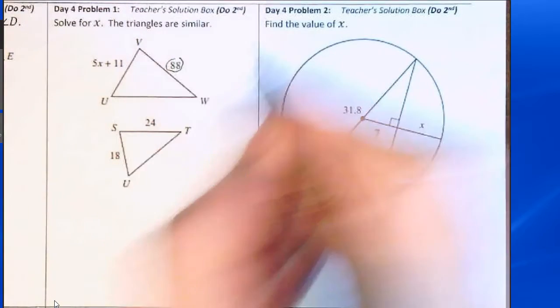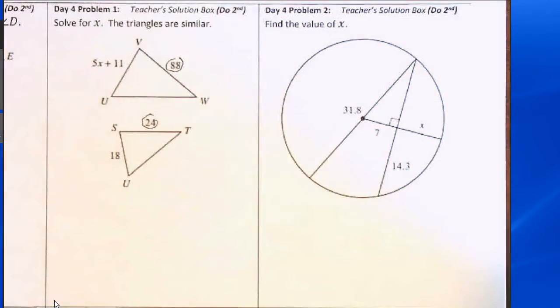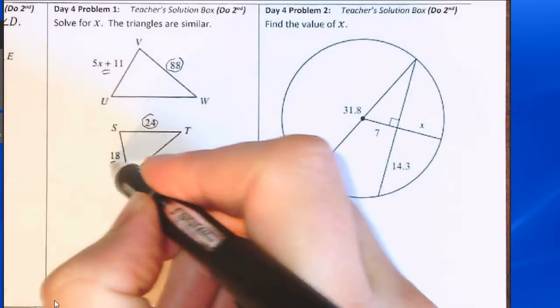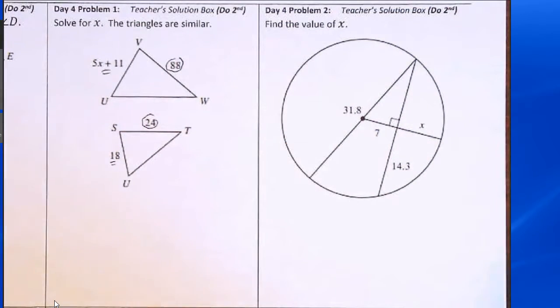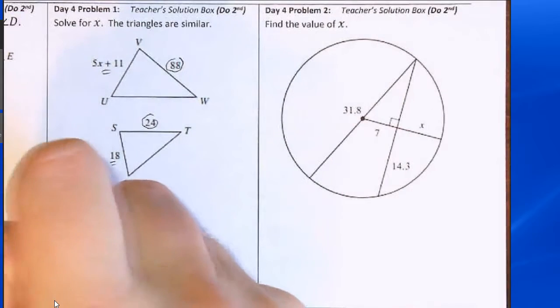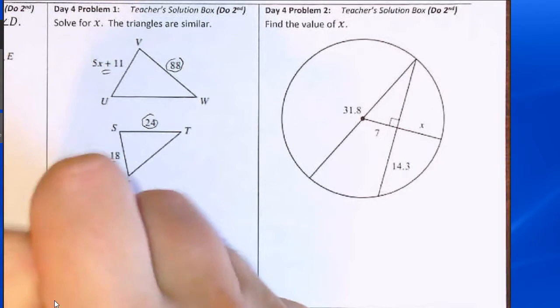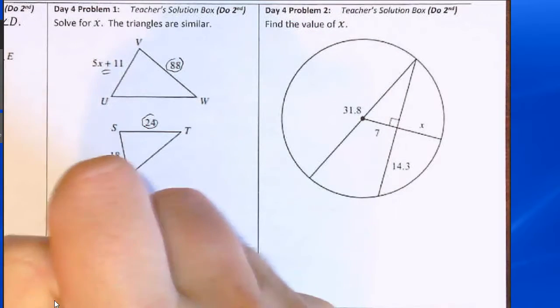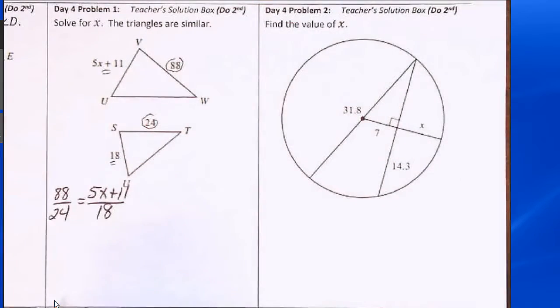The side with the 88 corresponds to the side with the 24, and then the 5x plus 11 corresponds to the 18. So the proportion would look like this: 88 is to the 24 as 5x plus 11 is to the 18. So here's one way to create the proportion. We can solve this proportion using cross multiplication.